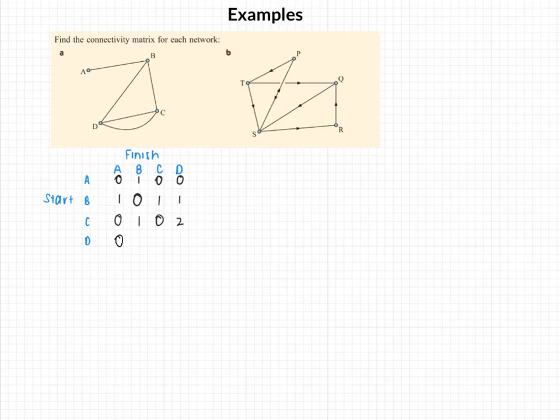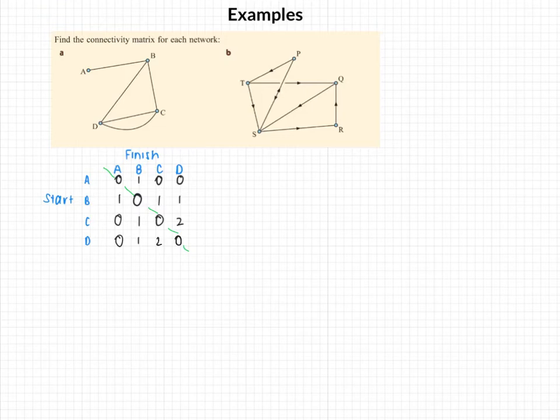From D to B, there is 1. From D to C, there are 2. And from D to D, there is 0. What we notice here is if we held a mirror along these values of the 0, there is a mirror reflection of our placement of the values.